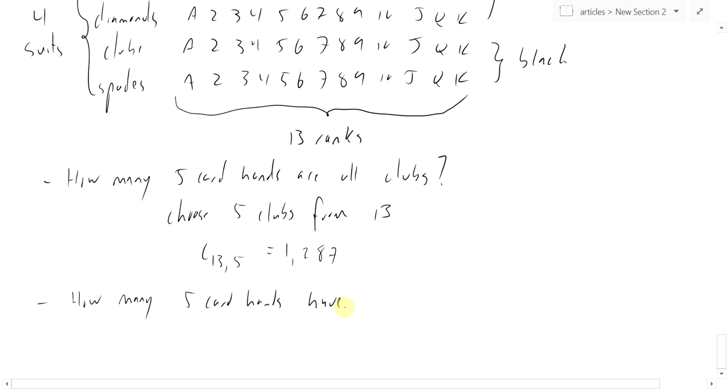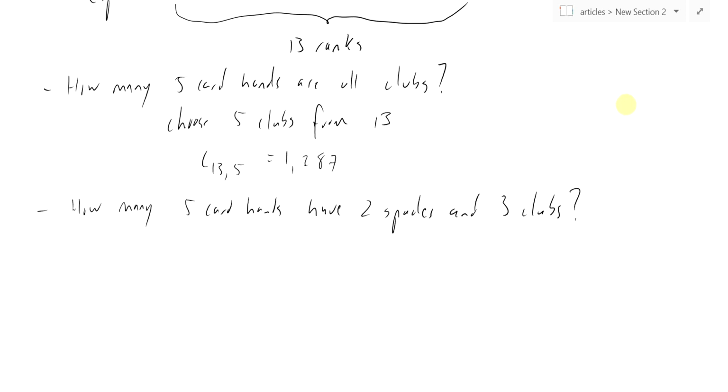Have 2 spades and 3 clubs. And now here's where you have to start thinking about these constructions of the hands as being a process. How do you get 5 cards that have 2 spades and 3 clubs? Well, think of it as this.